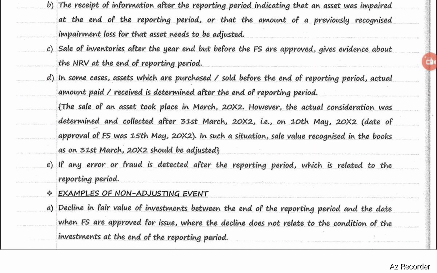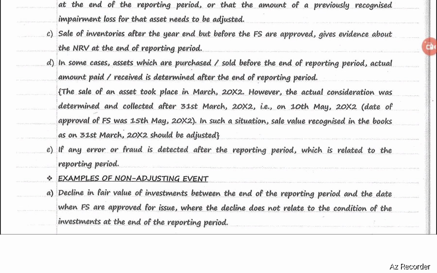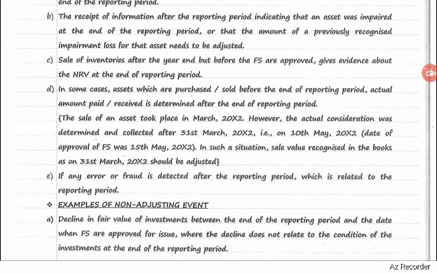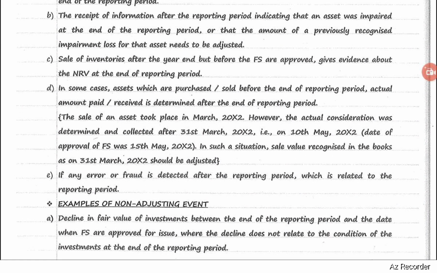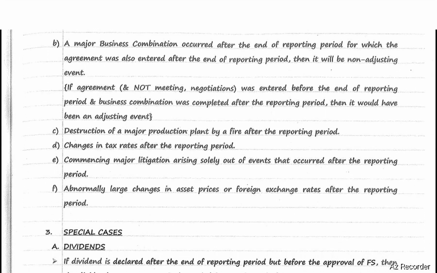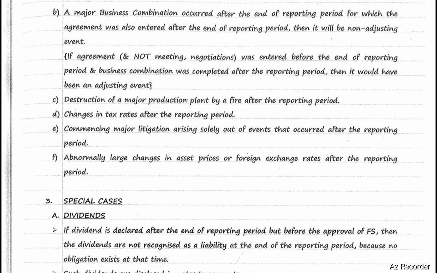Next, if any error or fraud is detected after the reporting period, which is related to the reporting period. These are the examples of adjusting events. Next, examples of non-adjusting events. A decline in fair value of investments between the end of the reporting period and the date when financial statements are approved for issue, where the decline does not relate to the condition of investments at the end of the reporting period.